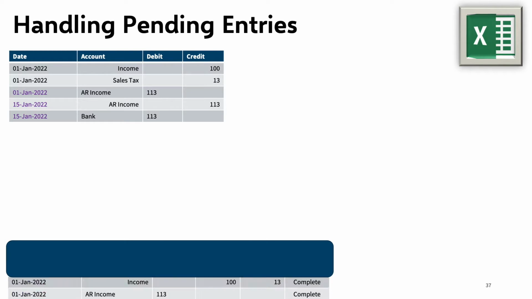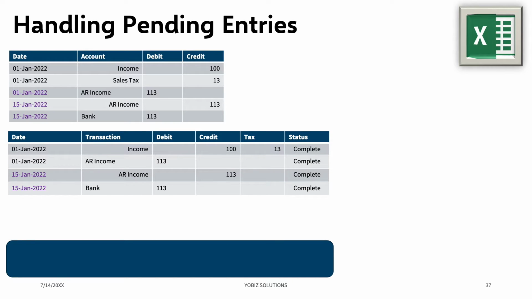Now, how do we handle that in our application is we also give an option where you can move the sales tax entry into the same line, and we also introduce a status for complete. And this is exactly how you would handle it in an Excel file, again, for those scenarios where you already have an accounts receivable against the income account set up in the system. So no pending status is involved at this stage.